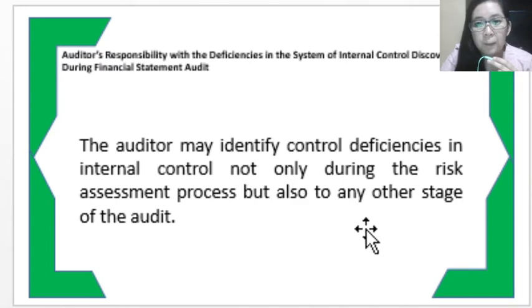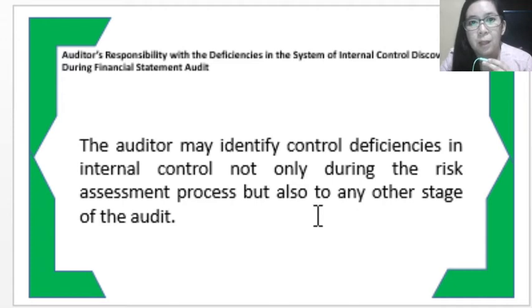The auditor may identify control deficiencies in the internal control, not only during the risk assessment, but also in any other stage of the audit. For example, if the auditor determined that the internal control is strong, he will rely on the internal control and from time to time test the controls. During that period, he might discover deficiencies that exist in the internal control.